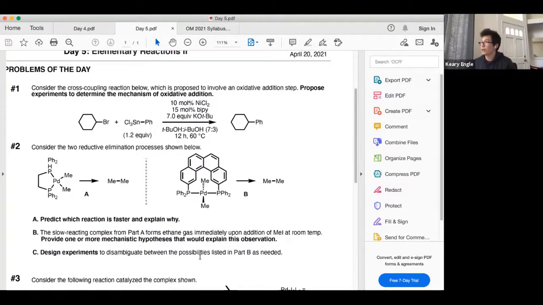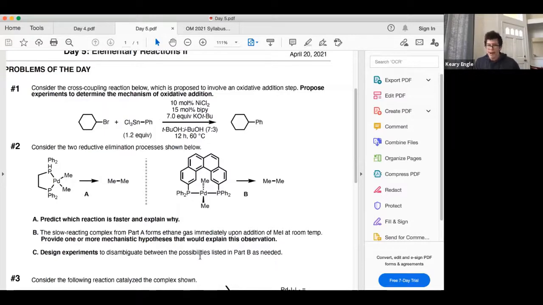So that complex on the right turns out to be thermally stable, even in polar solvent, even at high temperature. It's an example from the group of Stille. Whereas the one on the left is more hot to trot in terms of reductive elimination.